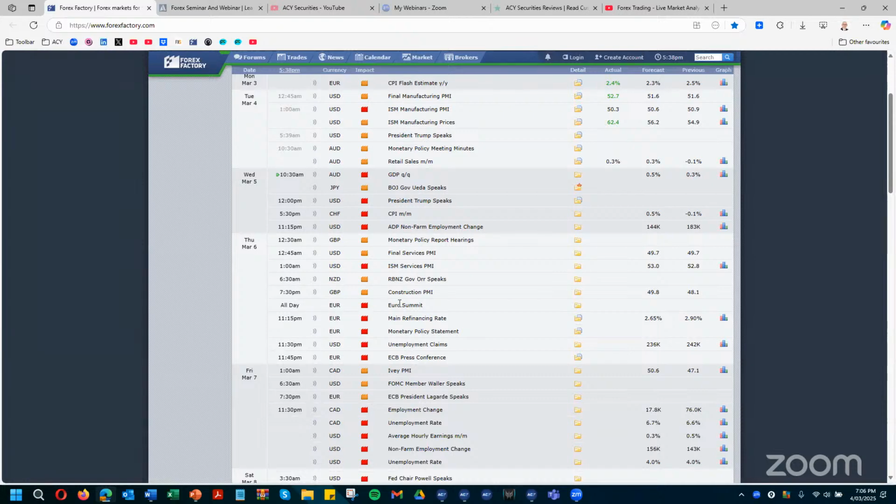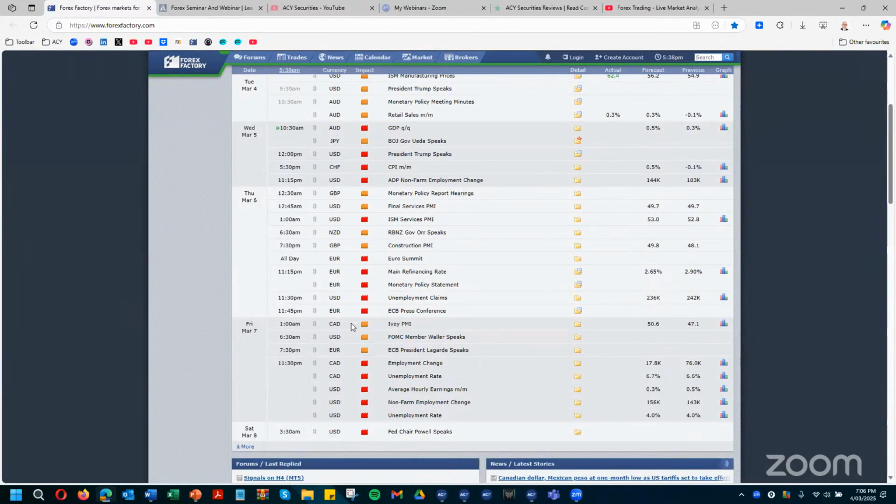All-day Euro Summit. And we also have the Eurozone main refinancing rate, expecting a 25 basis point cut there. Monetary policy statement, 11:30 unemployment claims for the US, and then 11:45 for the Eurozone, the ECB press conference. So it'll be volatile at that time, usually between 11:15 and I should say 12:15. Euro crosses are going to be highly volatile through that period.